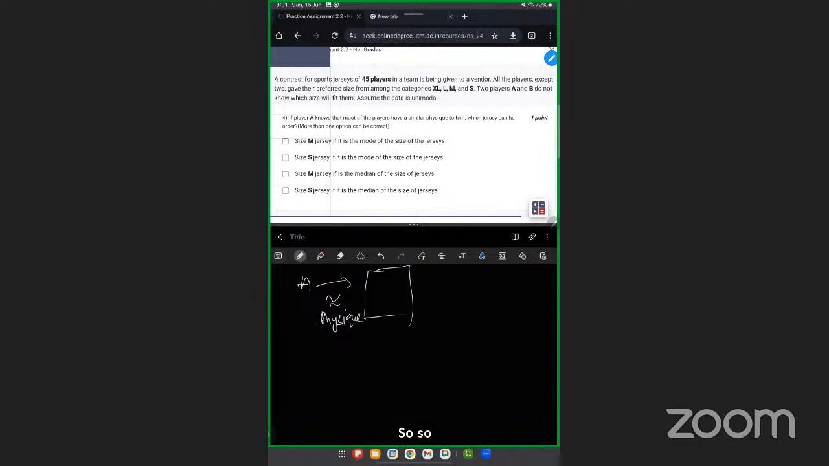So which jersey can be ordered? What you want to do is find the mod, right? Yes, sir. Okay, let's see. Size M jersey, if it is the mod of the size of jersey, yes, that is true. So he will order M because that is the mod. Most of the people are of M size. Size S jersey, if it's the mod of the size of jersey, yes, that is also true. If most of the people are S size, then he will order S.